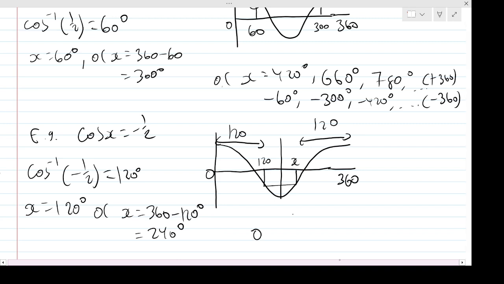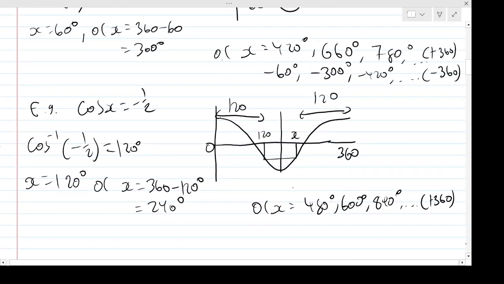So x could be 120, add 360, that would be 480. 240, add 360, that would be 600. And then we just keep adding 360s onto this. So 480, add 360, gets me 840, and so on, by adding 360 to every number from there.